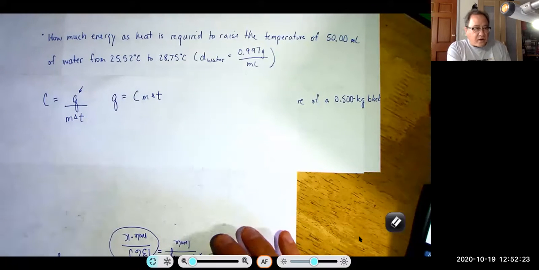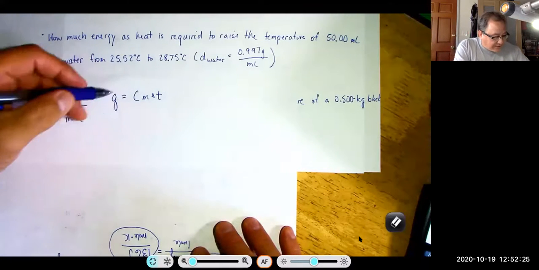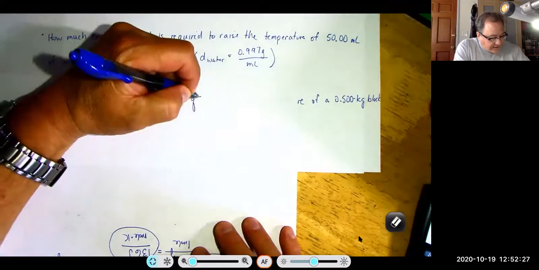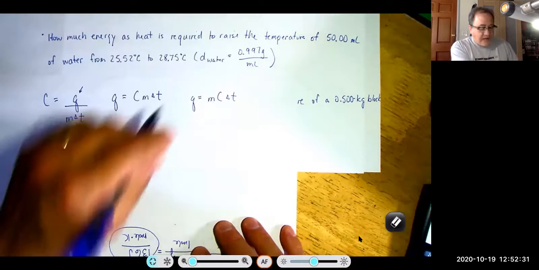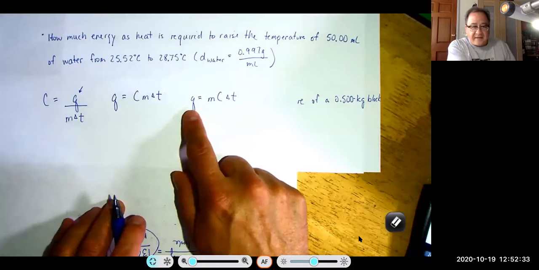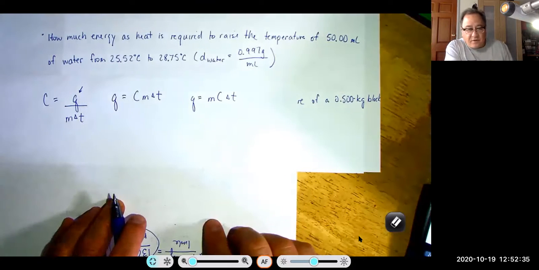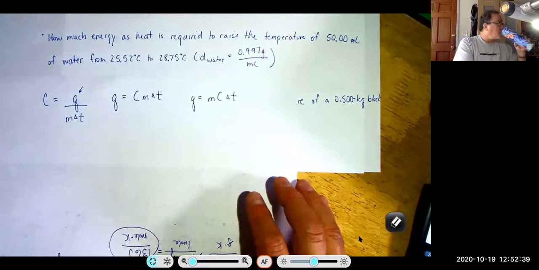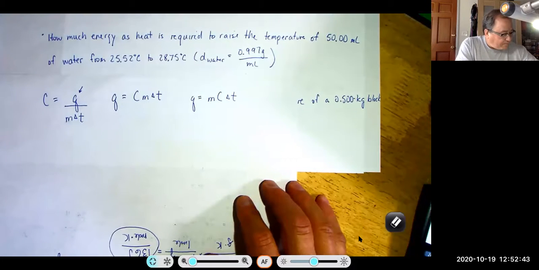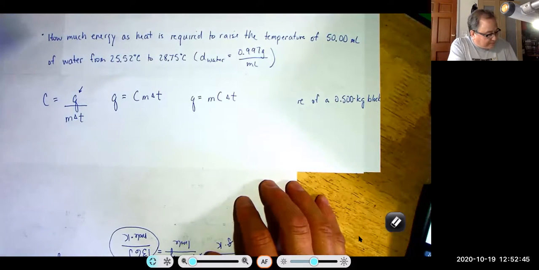Now for those of you who want to be doctors, a lot of people have changed this yet again to Q equals MC delta T, because it looks a lot like Q equals MCAT. And if you want to be a doctor, you know what the MCAT is. All right, but I like this way here.